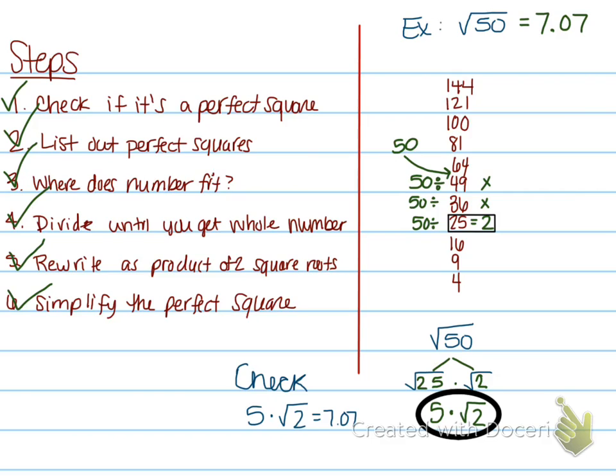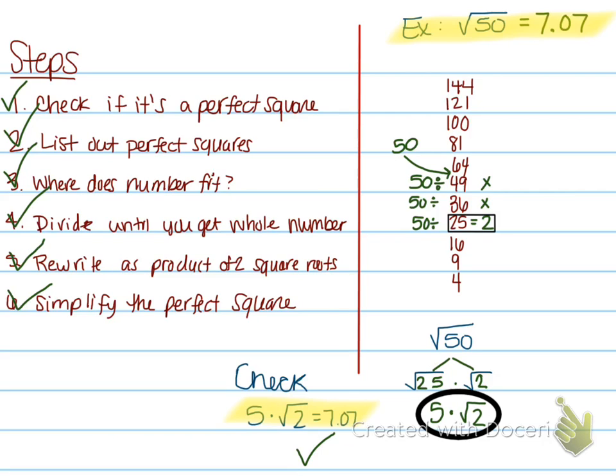When I first started this problem, I checked to see if 50 was a perfect square. It wasn't. It gave me the decimal 7.07, which is the same decimal I get now. Therefore, I know I did my problem correctly.